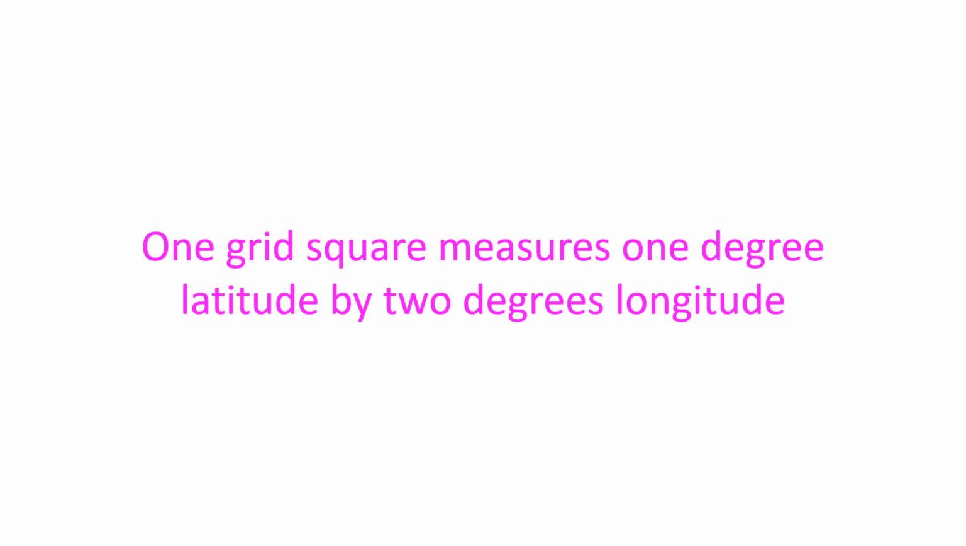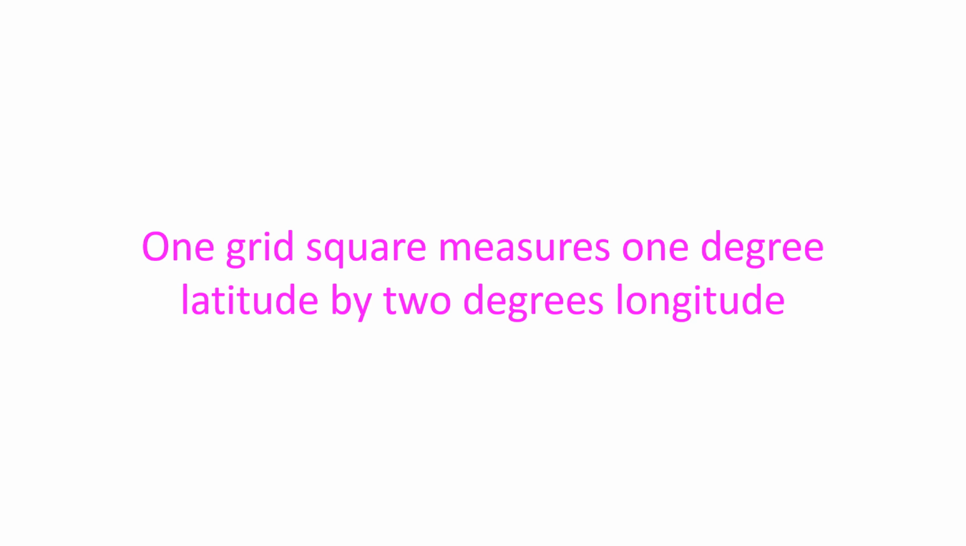One grid square measures 1 degree latitude by 2 degrees longitude. The total number of grid squares on the globe would be 32,400. The measurement of a grid square in kilometers or miles would vary depending on the region and will become smaller as you approach the poles. Grid AA is located in Antarctica.